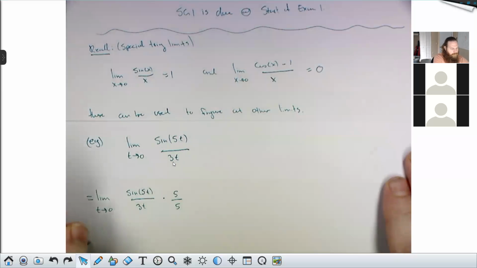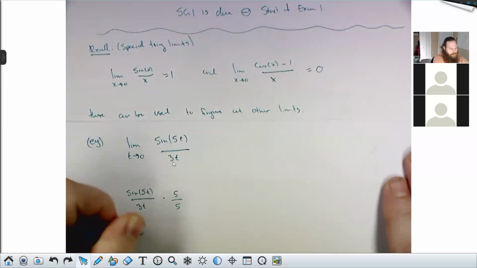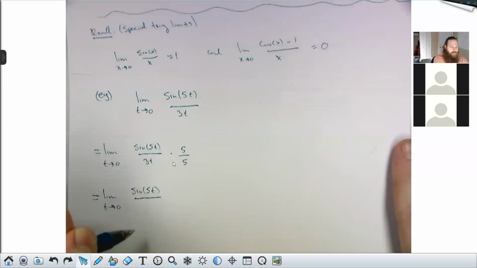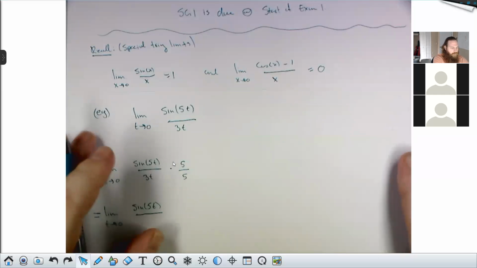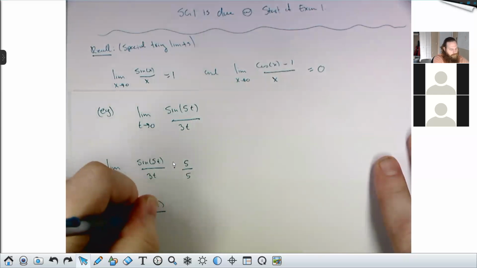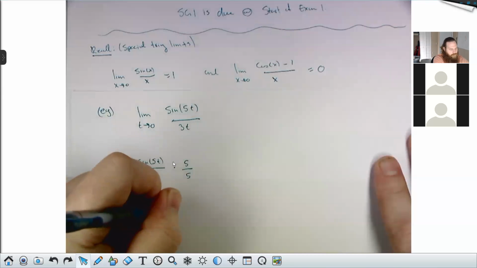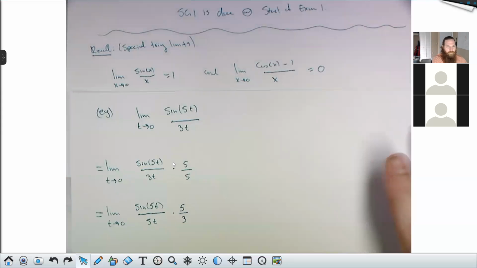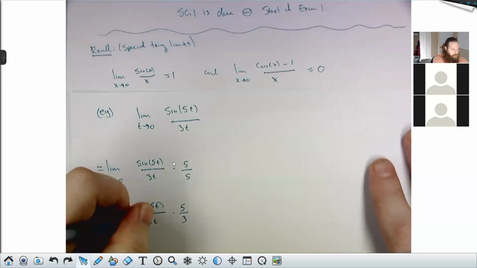And then I'm going to shuffle the 3's and the 5's around. So this is the limit as t goes to 0 of sine of 5t over, I could call this 15t down here if I wanted, but my long-term goal is to get the 3 out and the 5 in. So I'm going to say this is 5t, and I can do that as long as I bring the 3 over here, just because of the way fractions multiply, right?